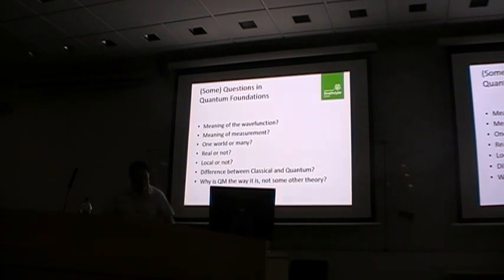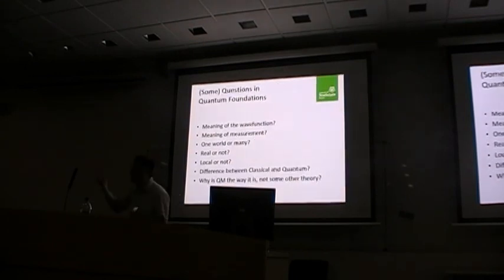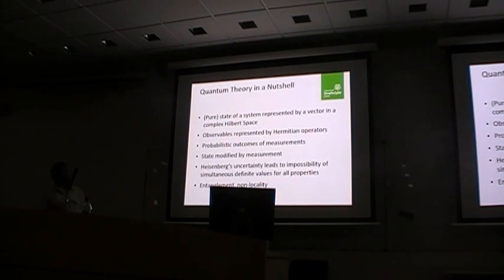So let's remind ourselves of the key points of quantum theory. The state of a system is represented by a vector in a complex Hilbert space, and that encodes a maximal state of knowledge. This is all that we can ever know about the state a priori to a measurement. And then the actual physical properties that we measure, that we extract when we observe a system, are represented by Hermitian operators.